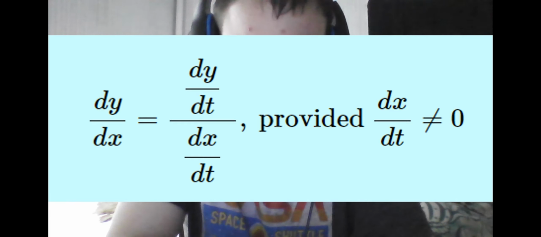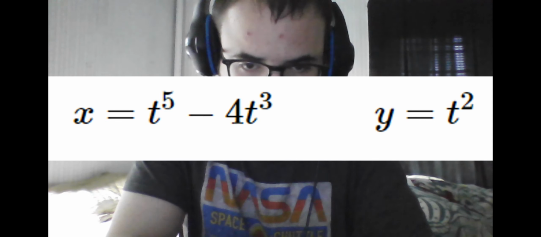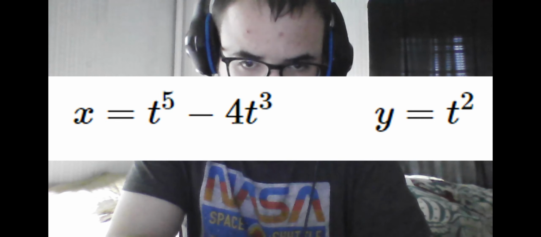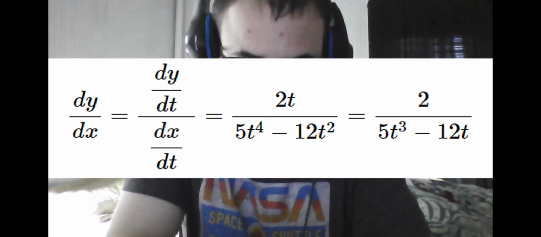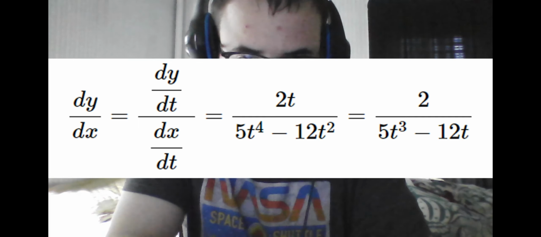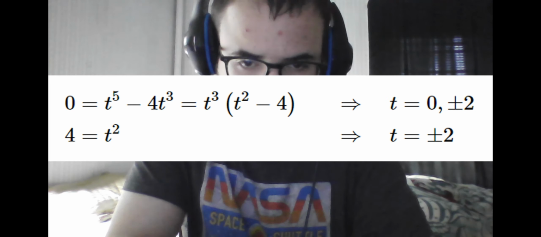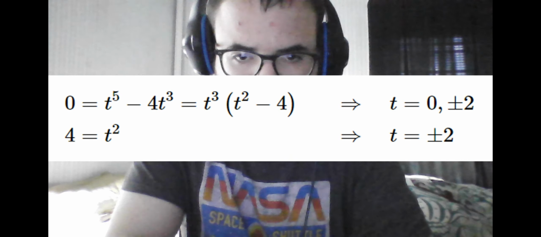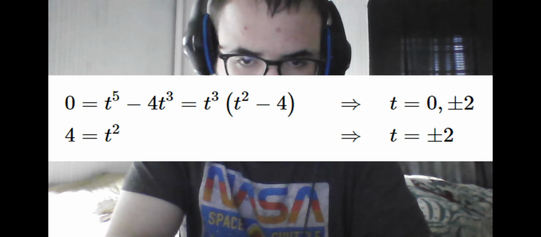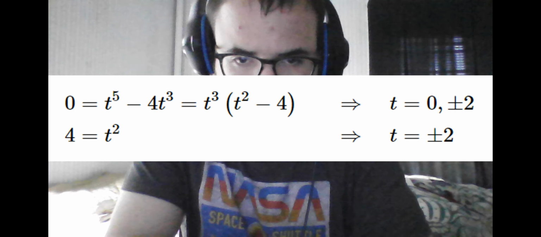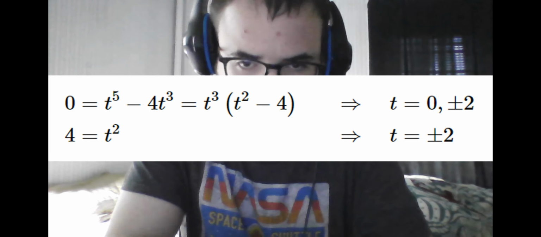So if we wanted to find the tangent line at 0, 4 of this parametric set, we would take the derivative of y with respect to t and the derivative of x with respect to t, and see that the overall derivative is a ratio of these. We next plug in the coordinates for the tangent line point, so 0 for the x and 4 for the y. For the x, we get t is either 0 or positive or negative 2. And for 4, we get t equals positive or negative 2.